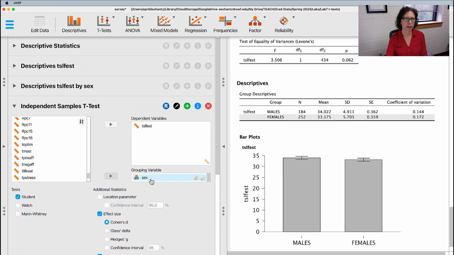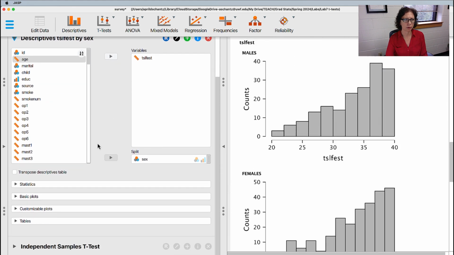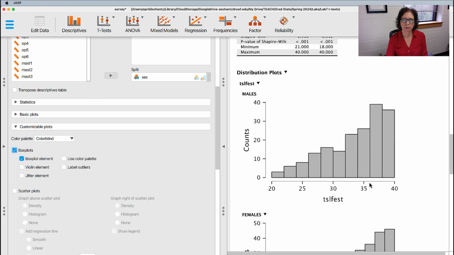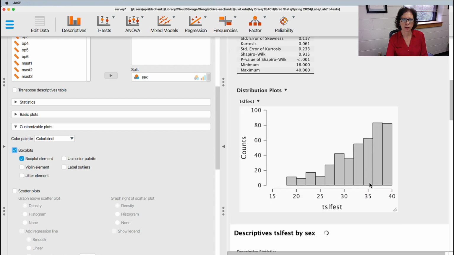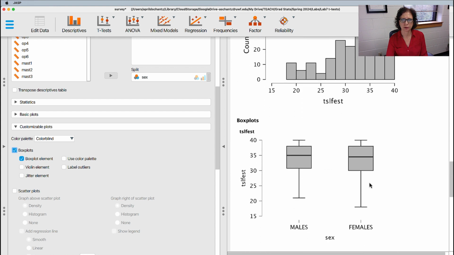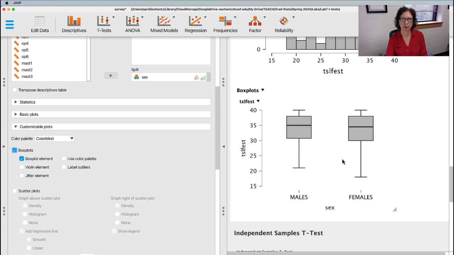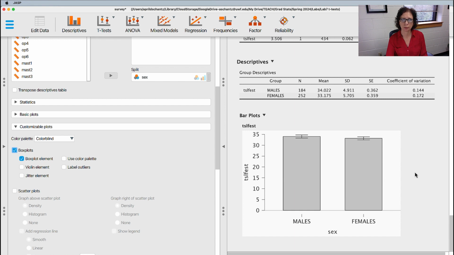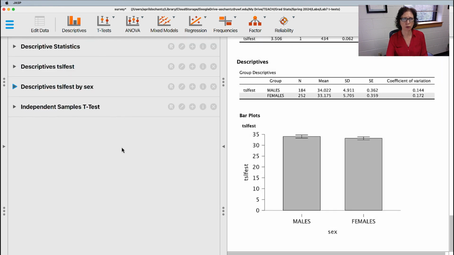We also can look back at this descriptives of self-esteem by sex and be able to look at some plots here, like the box plots. I went into customizable plots, and it's just updating that. So then we have a nice little side-by-side box plot of the scores of self-esteem for males and the scores for females. So those are a couple of ways to get some nice plots that could go with your write-up. So that's for our independent samples t-test.